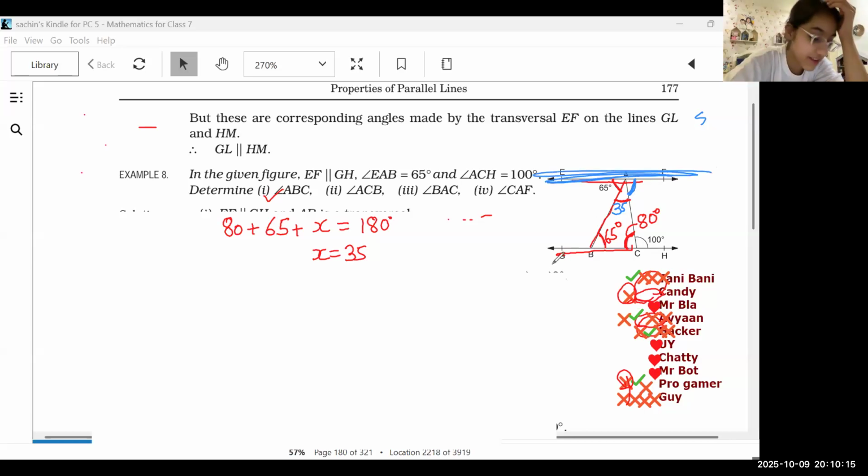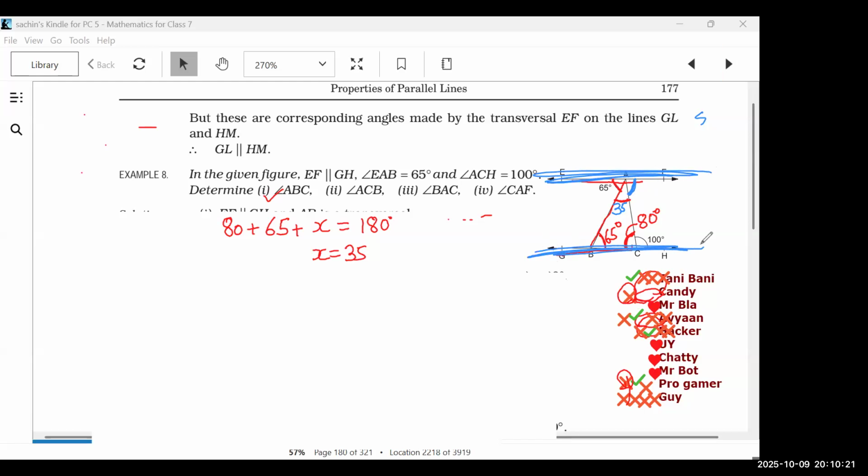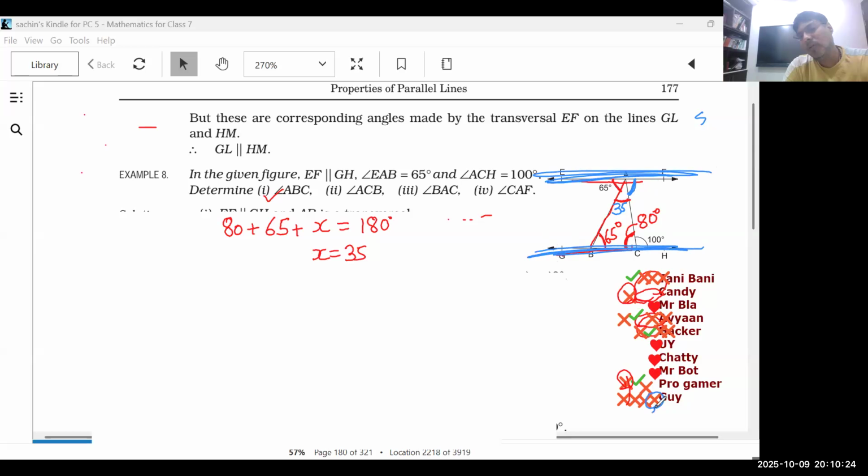Yes, Zapman. 80. What's the reason? So 65 plus 35, 180 minus 65 plus 35. One way is, see, this is 65, 35 and these are angles on a straight line, so the total will be 180. Second way is we could also do it directly. These are my parallel lines, this is the transversal. So if this is 80, this also will be 80.